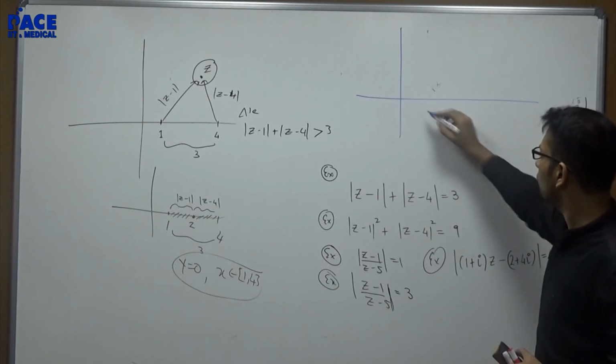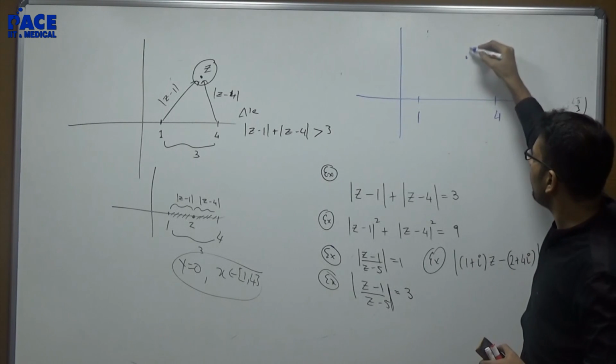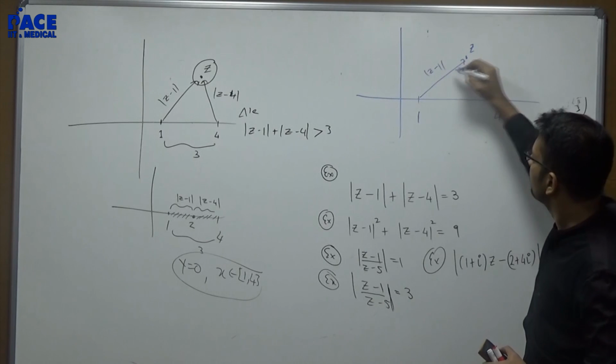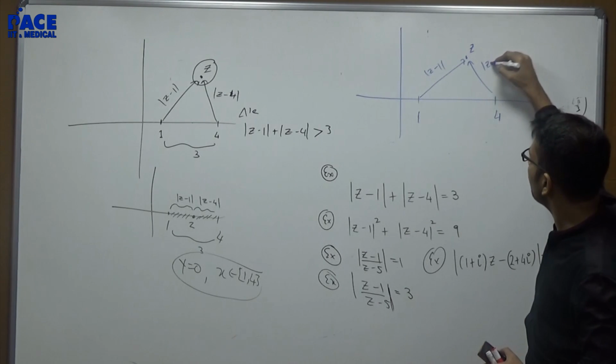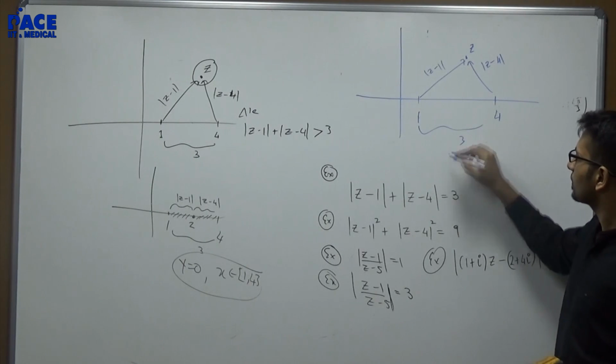It's the same diagram. You have 2 points, 1 and 4. Now there is a point Z. This length is mod Z minus 1. This length is mod Z minus 4. And this length is 3.